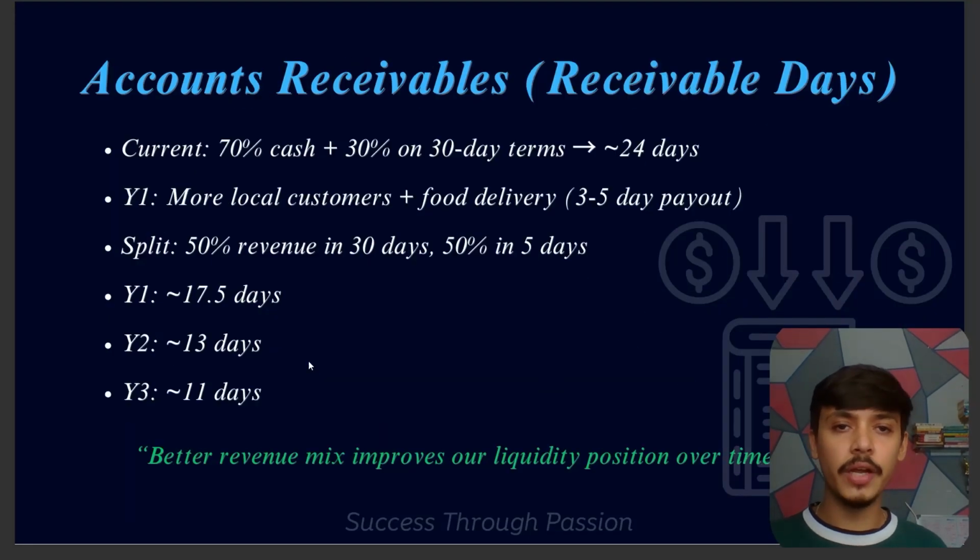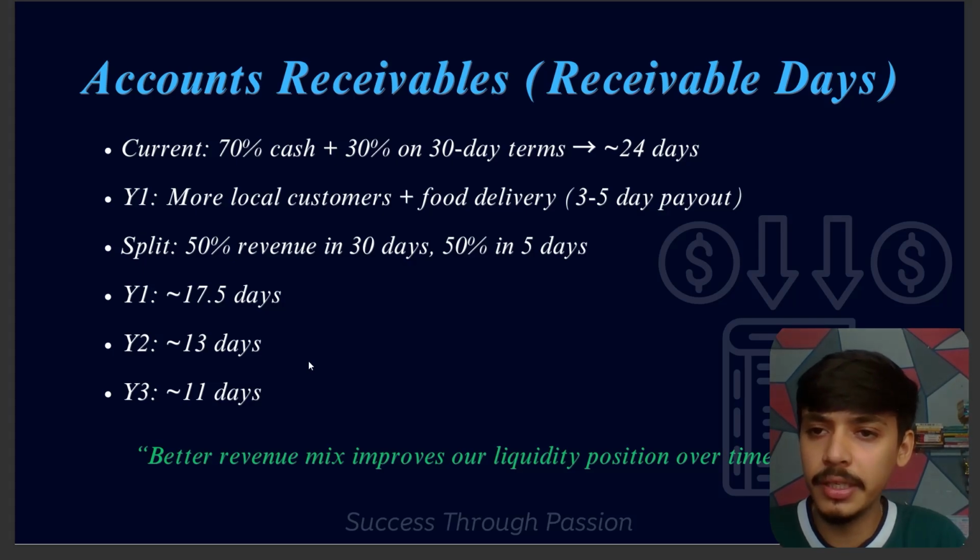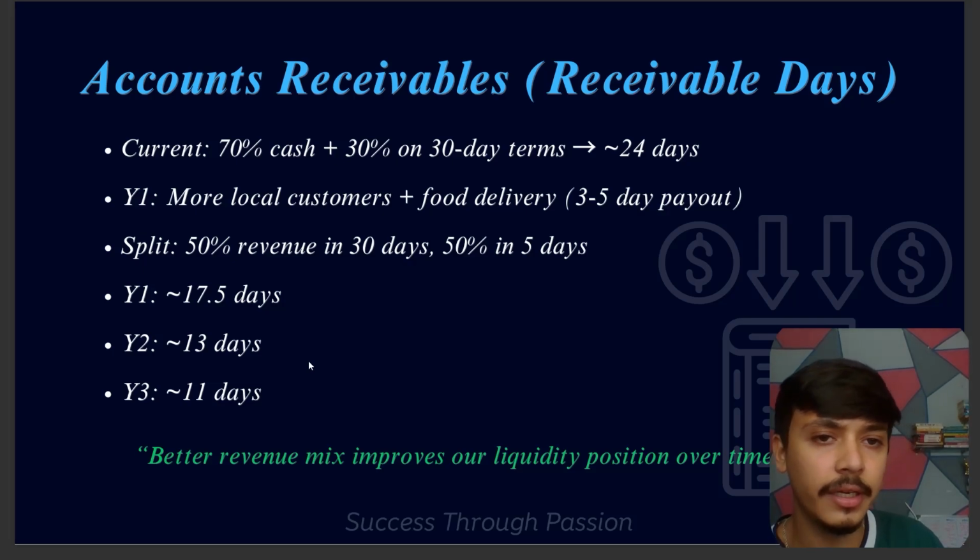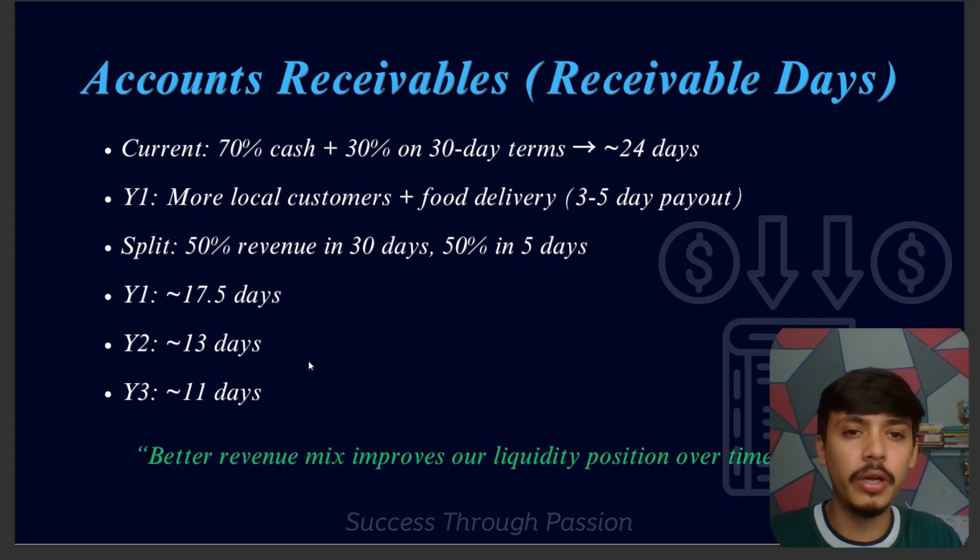Similarly, we will do it for accounts receivable as well. First, we will go to the description. So we have current 70% cash plus 30% on 30-day terms, which gave us 24 days as our accounts receivable. In year 1, we now have more local customers due to expansion of one more outlet in NCR. We are going for food delivery apps as well, which gives us payout in 3 to 5 days period.